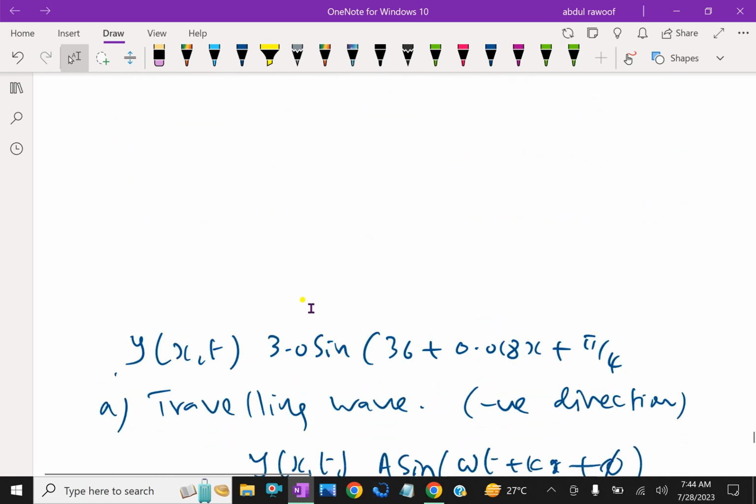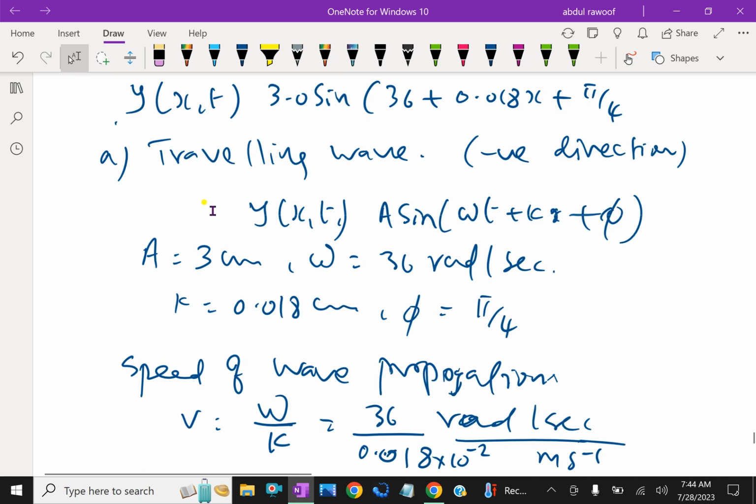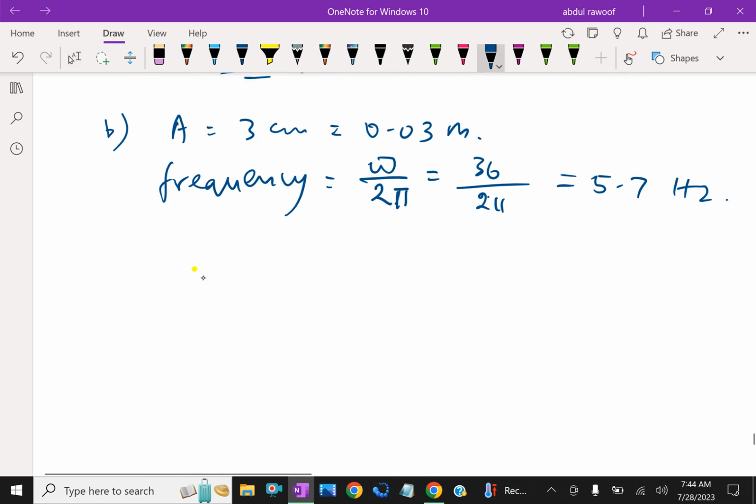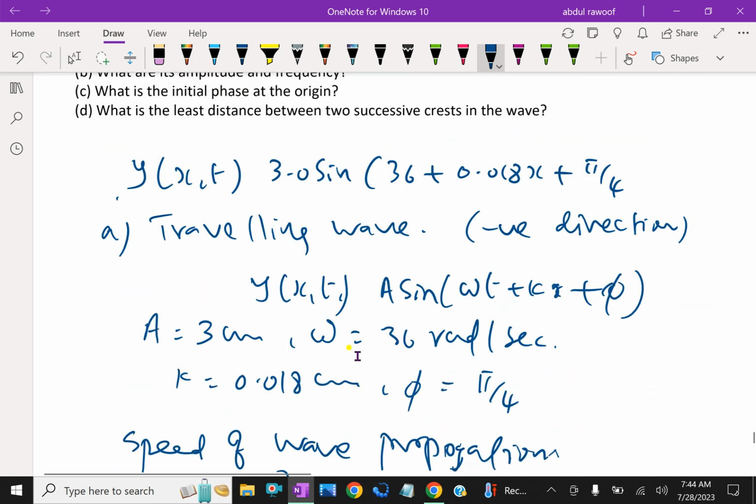Then third, what is the initial phase angle at the origin? The initial phase angle at the origin, that is phi, is given as pi by 4. This is the initial phase angle at origin.